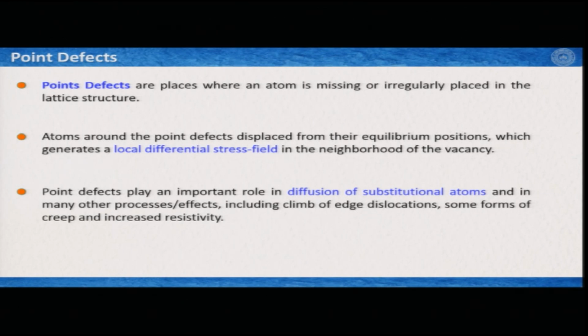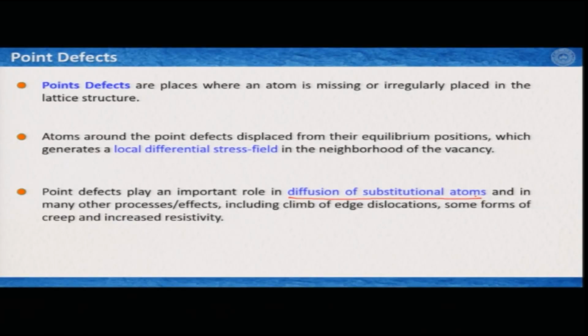So, if an element within the lattice is staying somewhere else or is missing, then the crystal always tries to make things in equilibrium, but it cannot do it. Therefore, a local differential stress field is generated in the neighborhood of the vacancy, and this local stress field is very important in determining many processes, primarily the diffusion of substitutional atoms, and you can think of many other processes that these vacancies are responsible for. These are climb of edge dislocation, some forms of creep and increased resistivity.